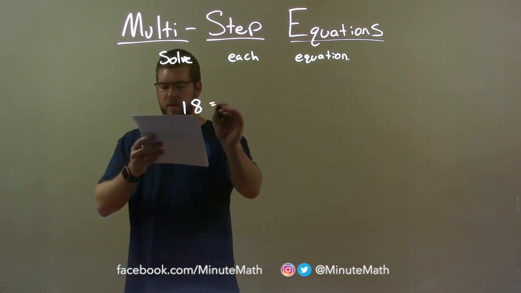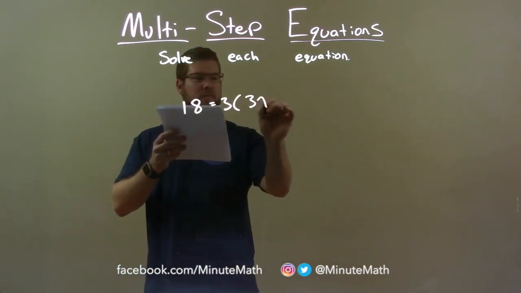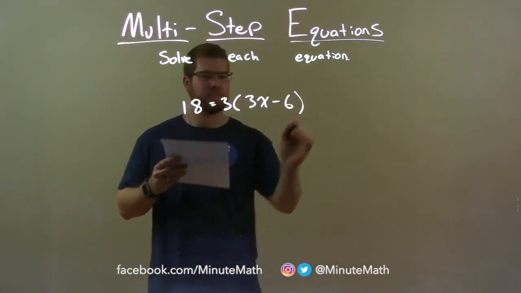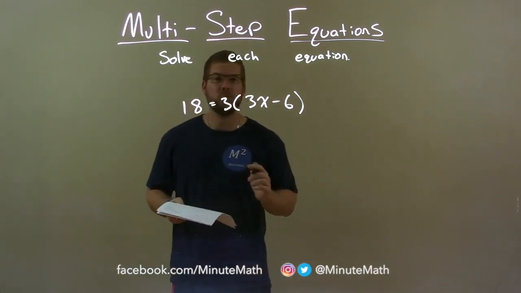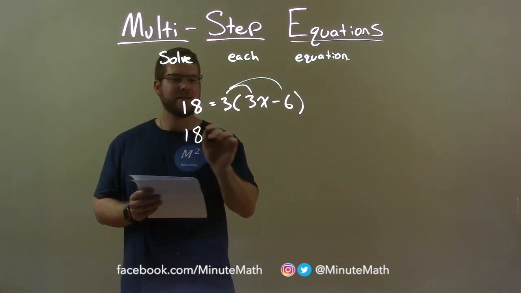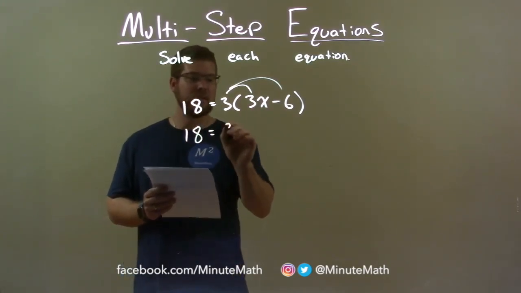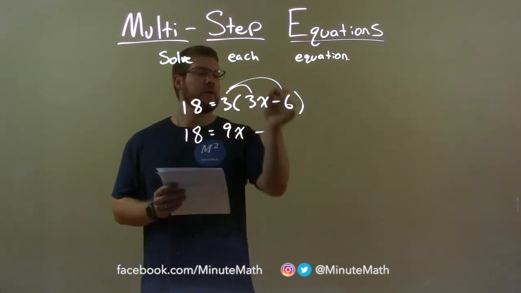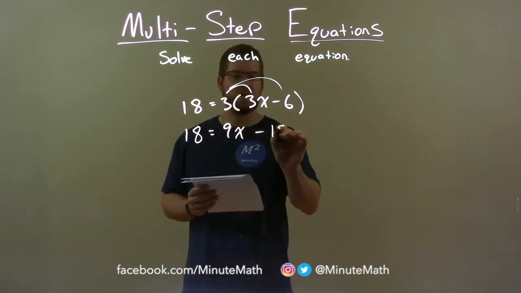18 equal to 3 times 3x minus 6. Well, what I want to do here is first I'm going to distribute the 3 to both parts of that parenthesis. 18 equals 3 times 3x is a 9x. And then 3 times 6 is 18, so we're subtracting an 18 here.